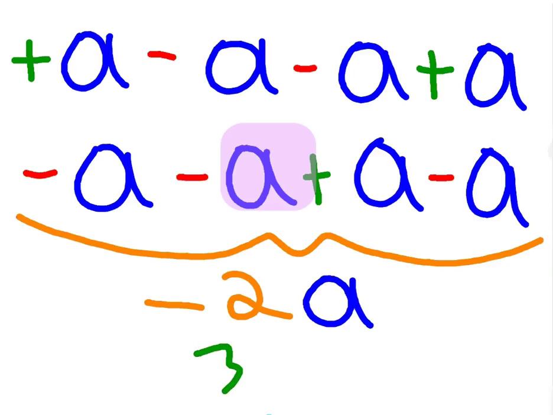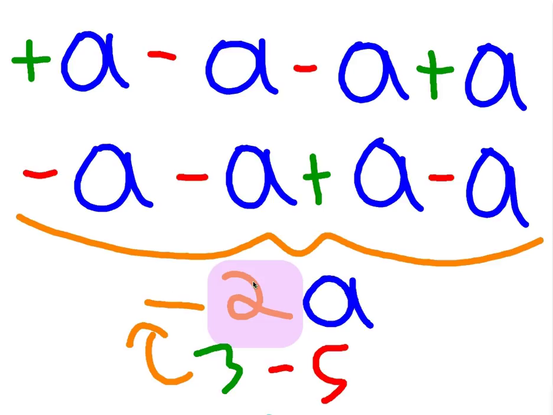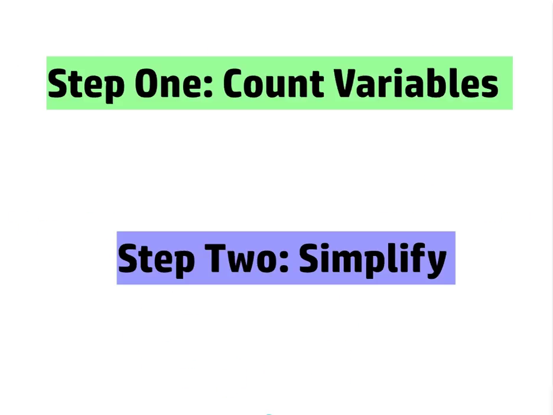3 minus 5, and that will give you negative 2a. So sometimes you have more minuses than pluses, and in that case you still just take the pluses and subtract the minuses, and that will give you the number that goes in front of the a, which in this case is negative 2. So you'd be subtracting a twice is what you'd be doing.